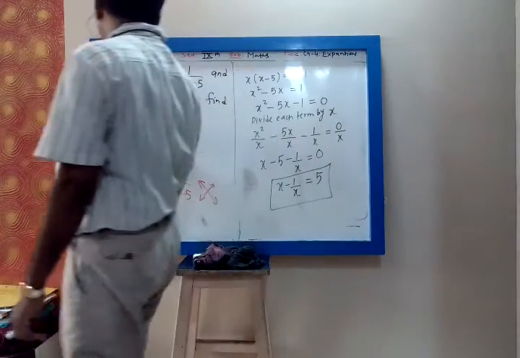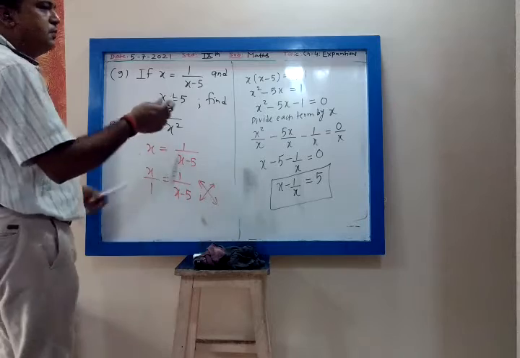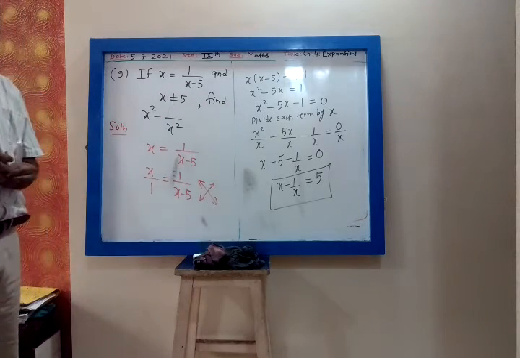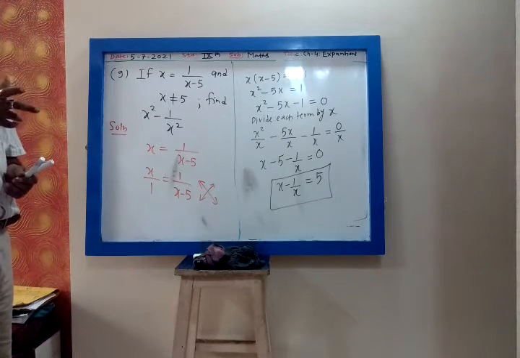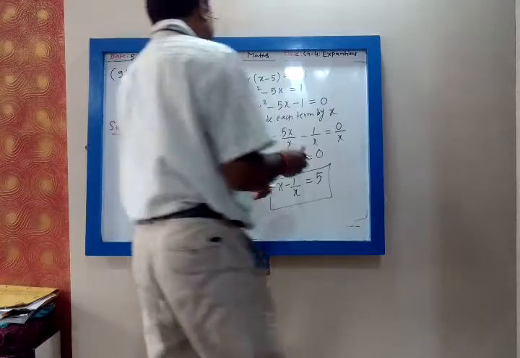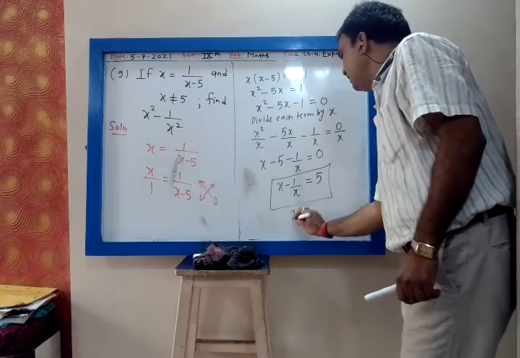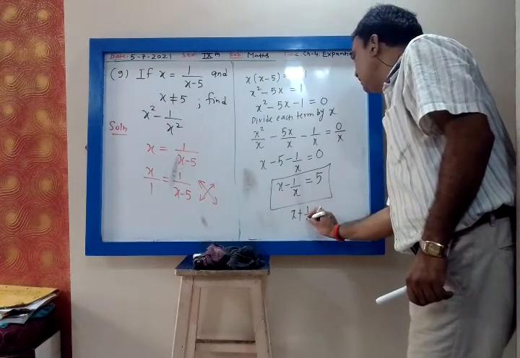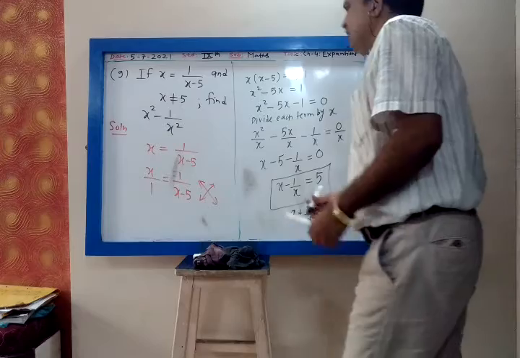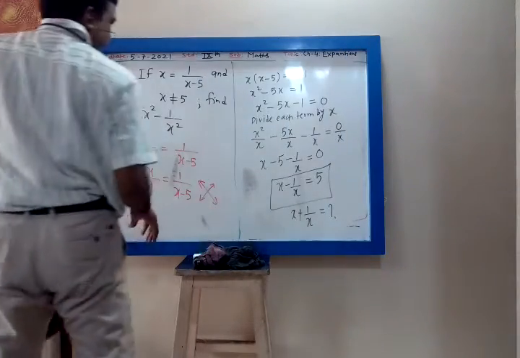Now to find x square minus 1 upon x square, we have to use the formula a square minus b square. What is a square minus b square? A plus b into a minus b. So we have found x minus 1 upon x. Now our next task is to find x plus 1 upon x.